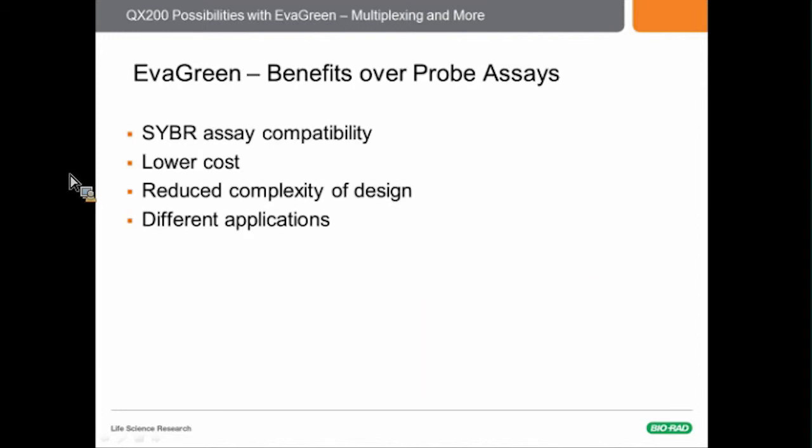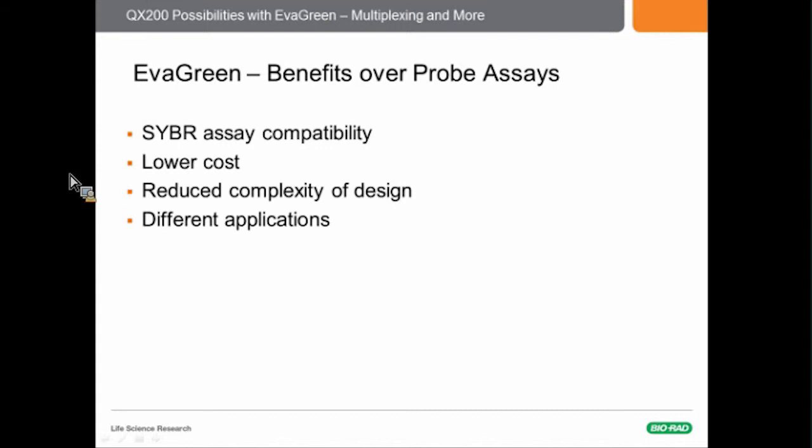So EvaGreen is a DNA intercalating dye in many ways similar to SYBR Green. There are some advantages over SYBR Green, which I will not discuss here, but that are well known. What I'd like to mention, though, is that it does offer certain benefits over the alternative of using probe assays. For example, you can essentially move over your SYBR Green qPCR assays to the Droplet Digital QX200 platform, since you can now use EvaGreen in the system.